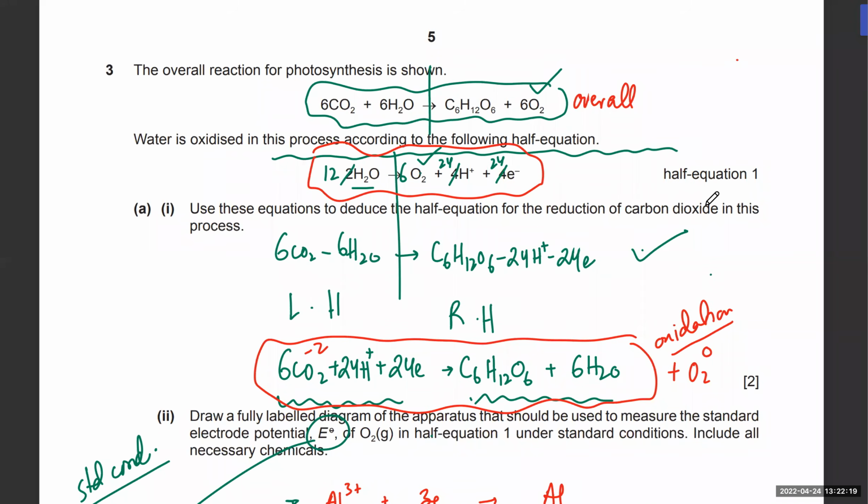Is that clear as well? Okay, that's the reason you can't do that, because if you started adding O2s on this side in this equation, then it wouldn't be a reduction equation. It would actually turn into an oxidation equation. So you can't bring in O2s.